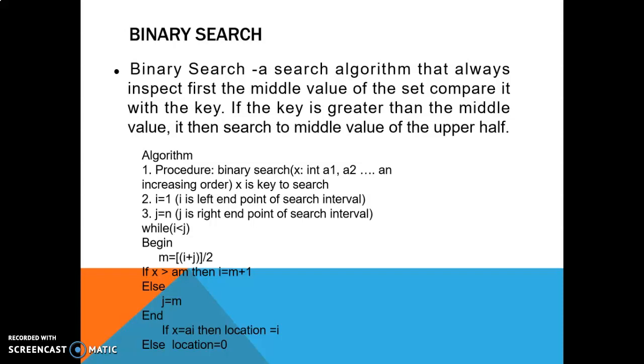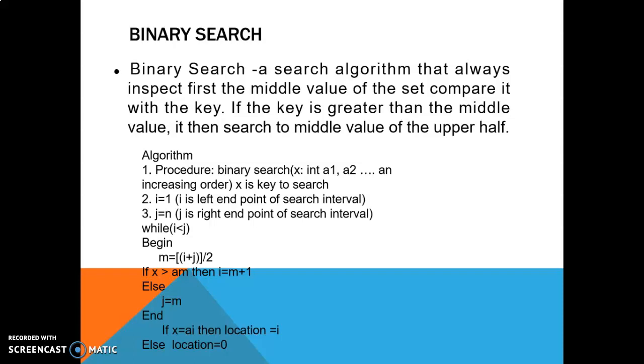Yung n ninyo naman, class, ito yung dami ng elements sa series of number ninyo. For example, class, meron tayong series of number equivalent to 1, 2, 3, 4, 5. Since 5 yung elements ninyo sa series of number, yung n ninyo is equivalent to 5. Kung ang n ninyo is equivalent to 5, therefore yung j ninyo rin is equivalent to 5. Okay? So, after ninyo i-declare itong dalawang variable na ito, ang gagawin ninyo, class, is magkakaroon tayo ng while condition dito, or magkakaroon tayo ng while loop.